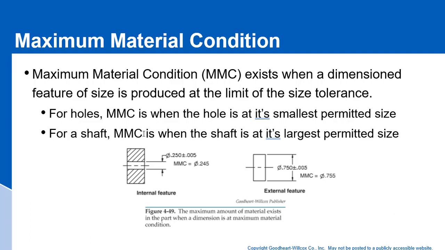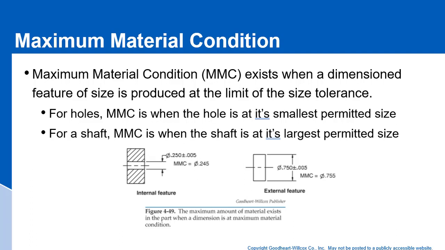For a shaft, the maximum material condition is when the shaft is at its largest diameter. So this is a shaft right here, and the dimension is 750 thousandths plus or minus 5. So therefore the MMC on there is 755 thousandths. You add the tolerance to that to get the maximum material value. In the case of a hole, an inside feature, for the maximum material value you would be subtracting the applicable part tolerance.